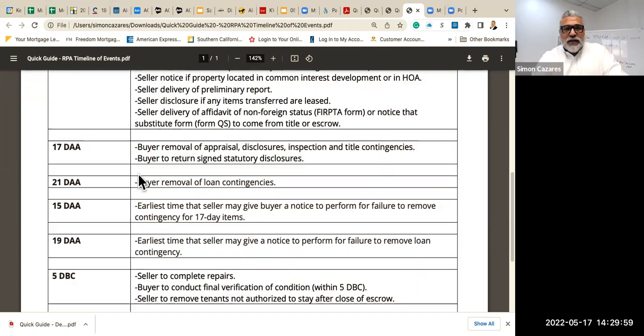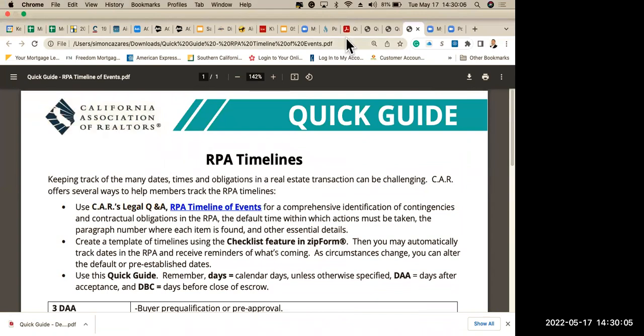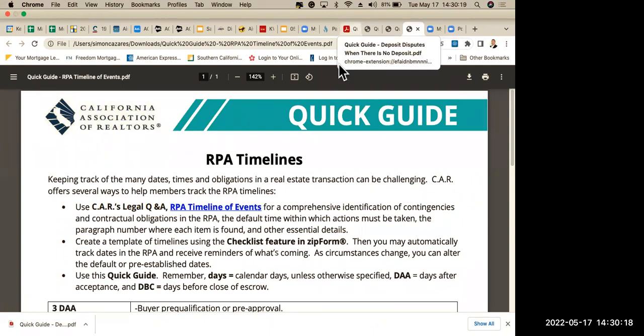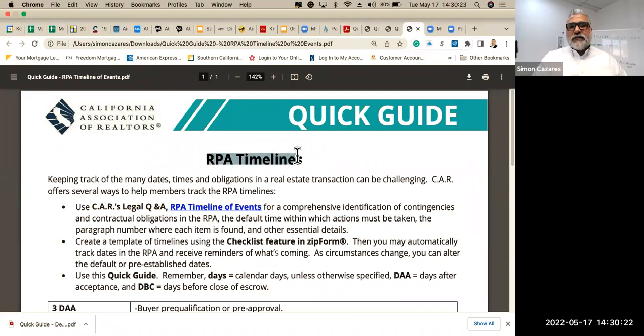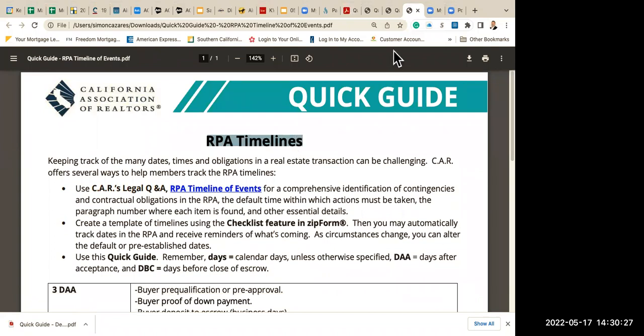This form is right from the California Association of Realtors. At the end of the presentation, I can show you, but just go to CAR forms, go to risk management, and then go to, I think it's contracts. And you'll be able to find this form. Or I think even if you just type in RPA timelines. Okay, I did a search, but I did it on the bottom like you had quick guide.